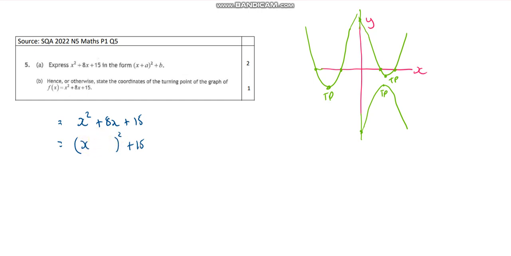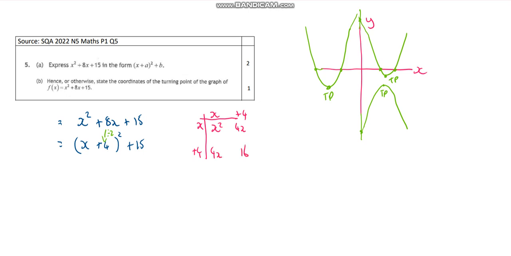To do that, I just have to half this number, so I divide that by 2. That becomes plus 4. So I have now almost completed this square. If I broke out that bracket, I've got x and I've got 4, and I'm squaring it, so I'm multiplying it by itself. That gives me x squared, 4x, 4x, and it gives me 16.